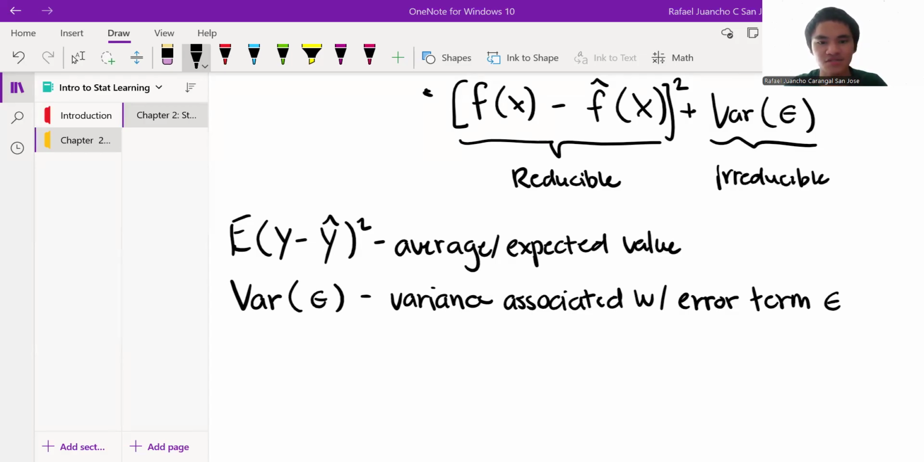And so the focus of this book is on techniques for estimating f with the aim of minimizing the reducible error. It is important to keep in mind that the irreducible error will always provide an upper bound on the accuracy of our prediction for y. This bound is almost always unknown in practice.